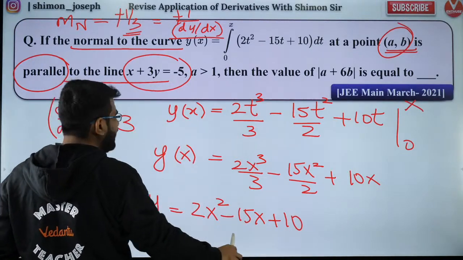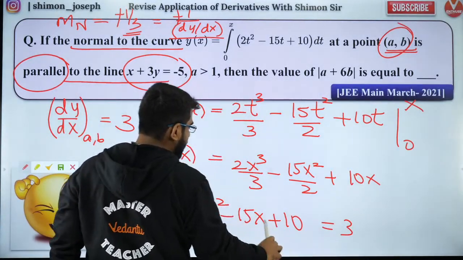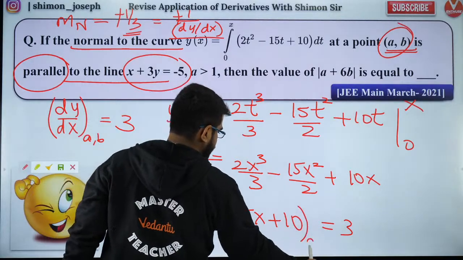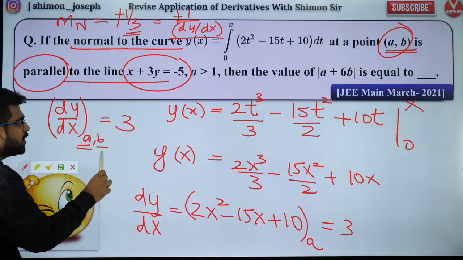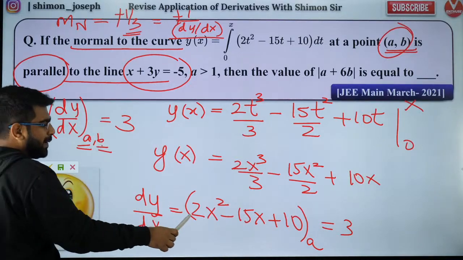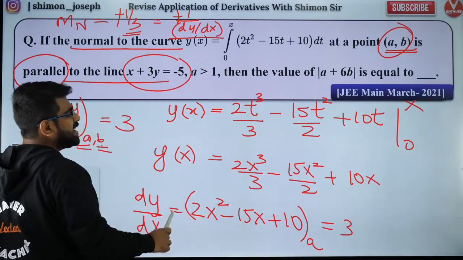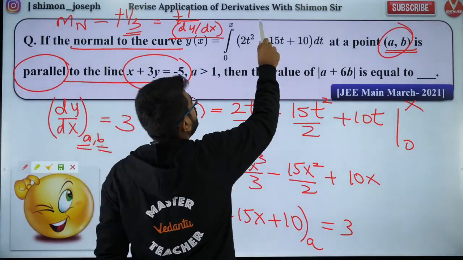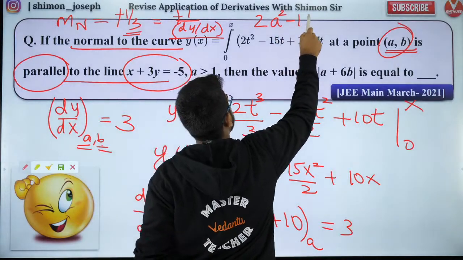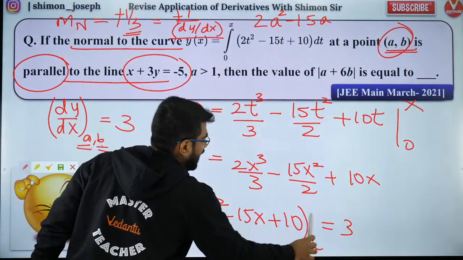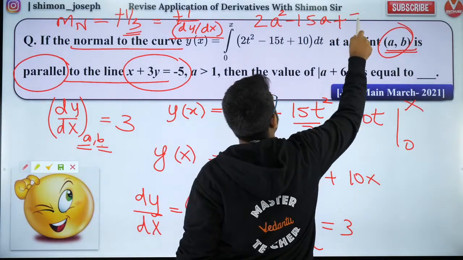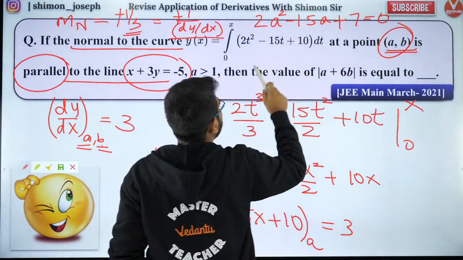Now this should be equal to 3 when I put x equal to a, because at a comma b, right? So x equal to a, y equal to b, but we have x only here. So let's put it and solve it. So I will get 2a square minus 15a plus 10 minus 3. So plus 10 minus 3 will be what? It will be plus 7 is equal to 0.